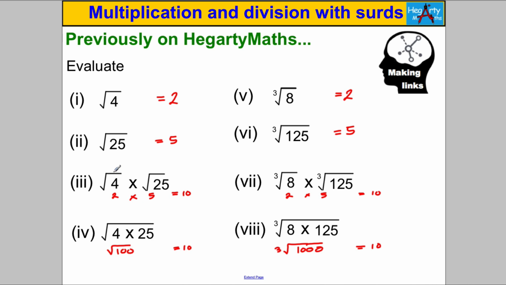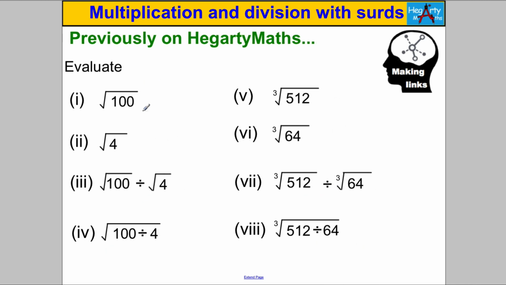What I'm trying to show you is the square root of 4 times the square root of 25 is the same as the square root of 4 times 25. So when you have two square roots multiplying together, you can just put one square root over the whole thing and just multiply the numbers together. And the same applies for a cube root, and this is going to be really useful to us. Let's see if it works for division.